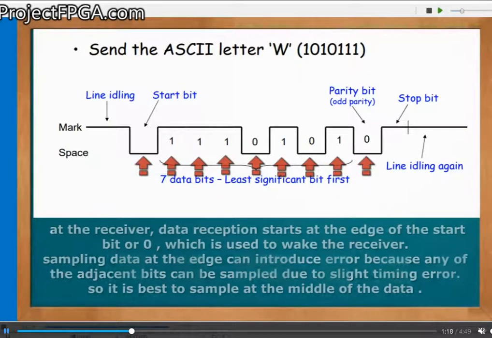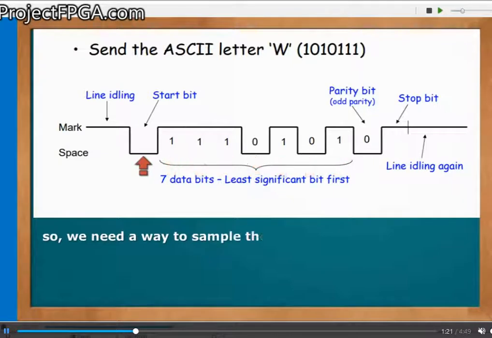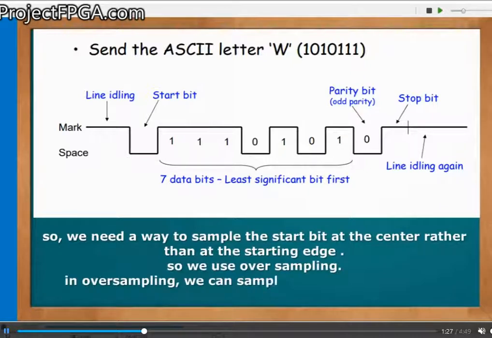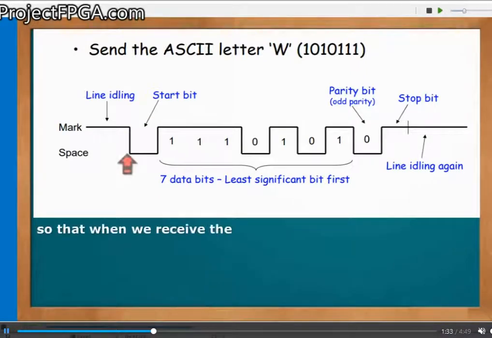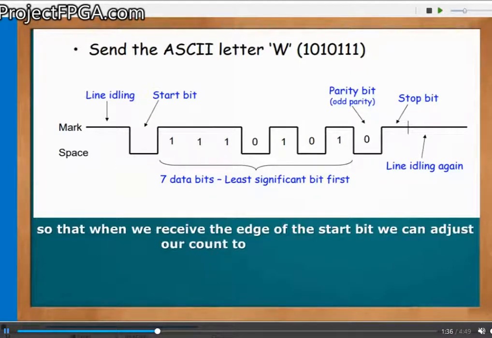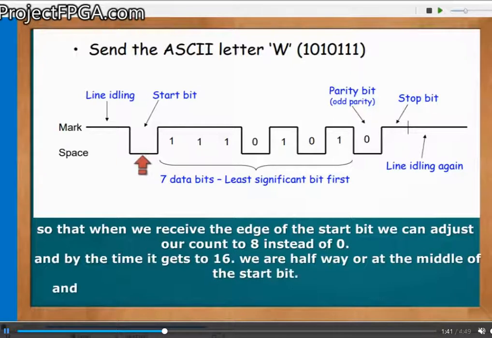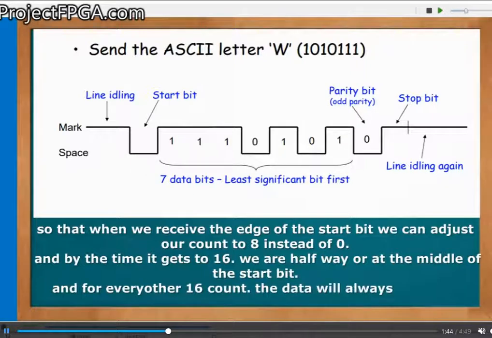So to do this, we need a way to sample the start bit at the center rather than at the starting edge. For this, we use oversampling. In oversampling, we sample a single bit 16 times, so that when we receive the edge of the start bit, we can adjust our count to 8 instead of 0. By the time it gets to 16, we are halfway or at the middle of the start bit. And for every other 16 count, the data will always be in the middle of the received bit.